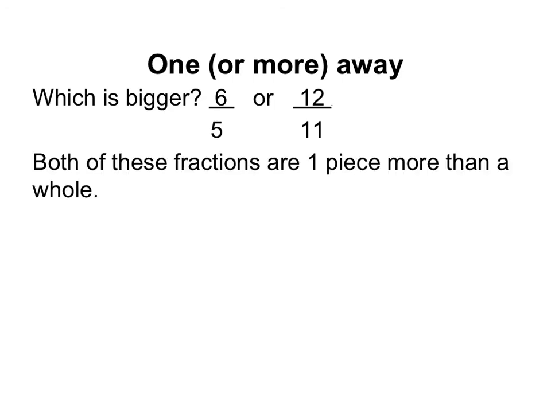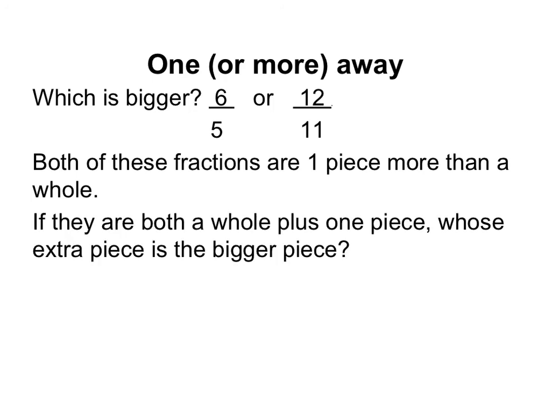They're both one piece more than a whole. 6 pieces, 5 makes a whole. I have a whole plus a leftover piece. 12/11, I can make one whole and then one leftover piece. So they're one whole plus one more piece.